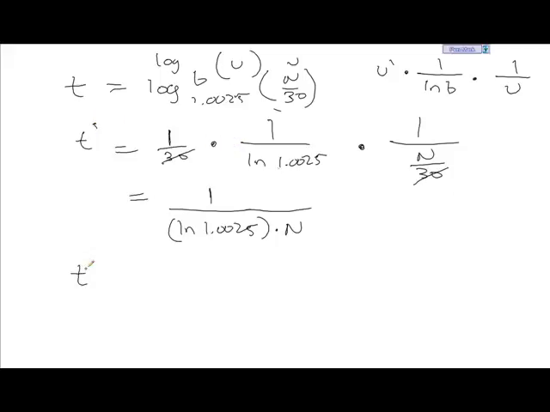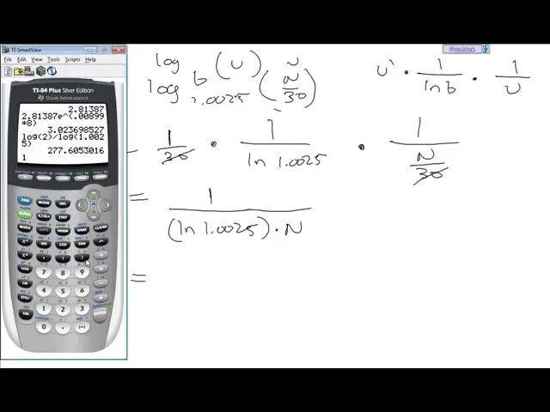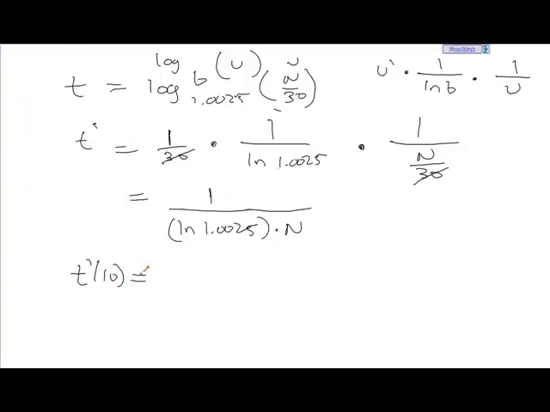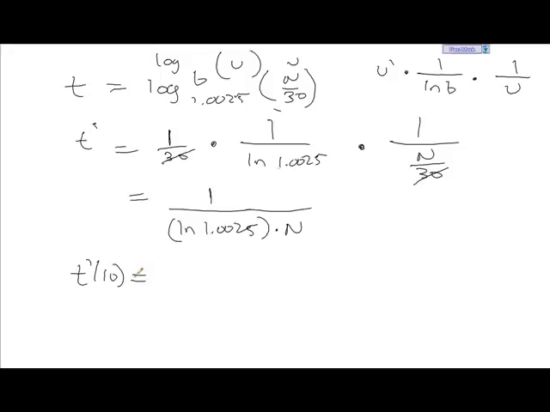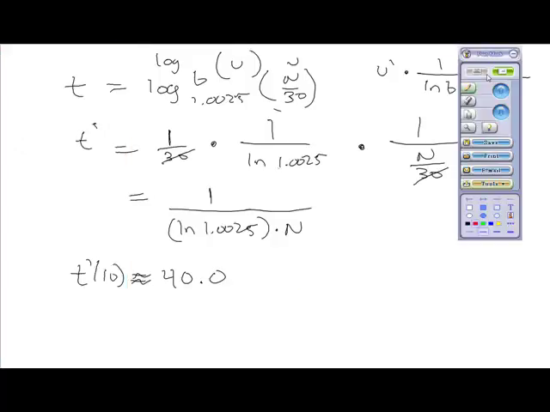And so now I can find t prime of 10, which is 1 over the natural log of that times n. So I'm going to enter that in. 1 divided by, parenthesis, natural log of 1.0025, close parenthesis, times my n, which is 10 in this case, which is approximately 40.0. And I believe we're asked to interpret this.